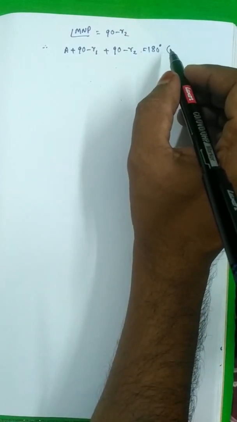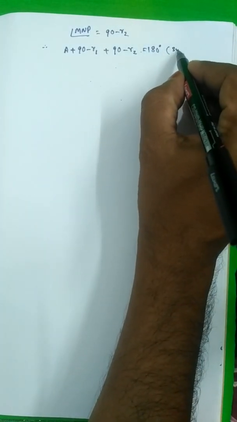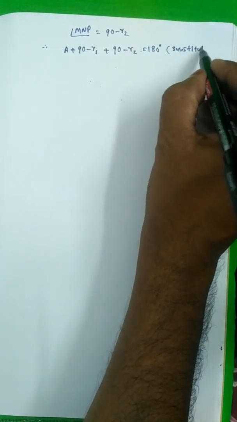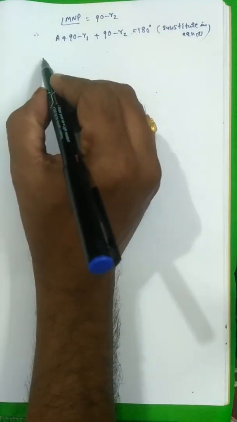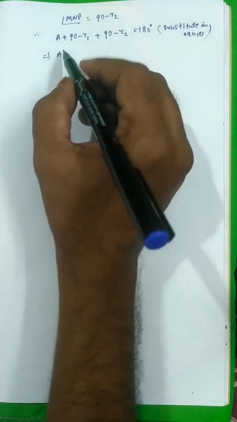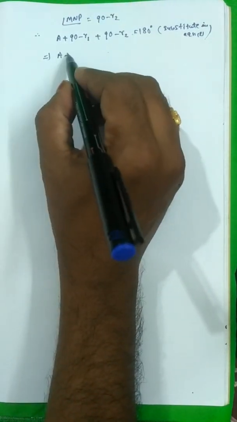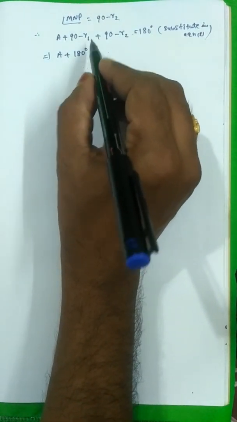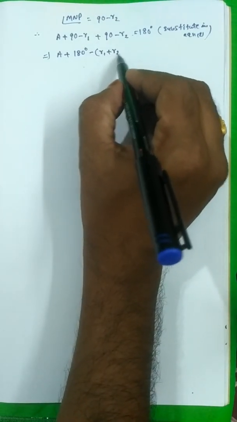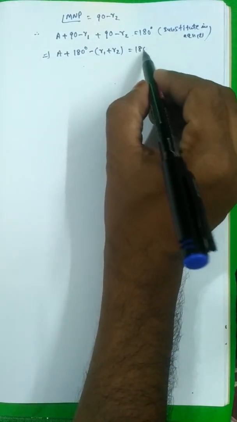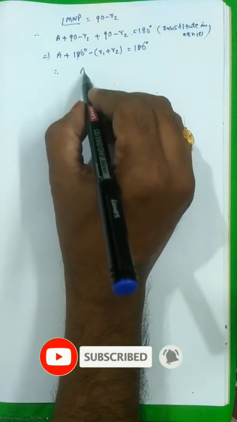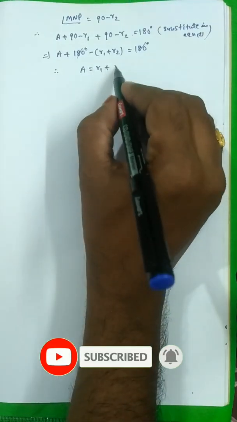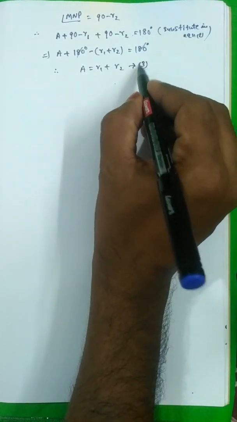Substituting in equation 2, we get A plus 90 plus 90, that is 180 degrees, minus (r1 plus r2), equals 180 degrees. The 180 degrees cancel, therefore A equals r1 plus r2. This is equation number 3.